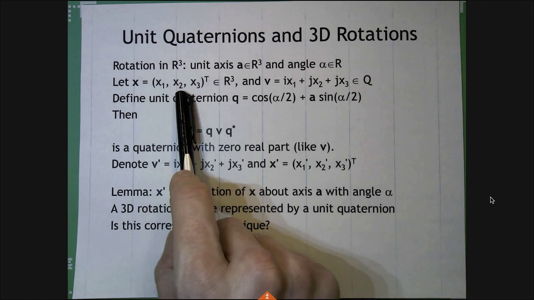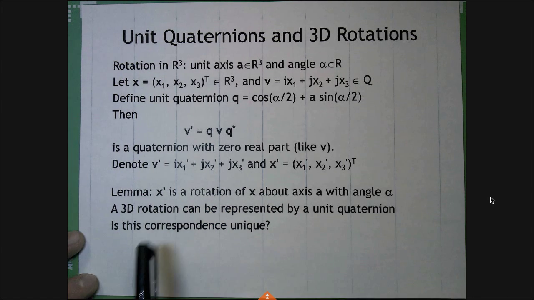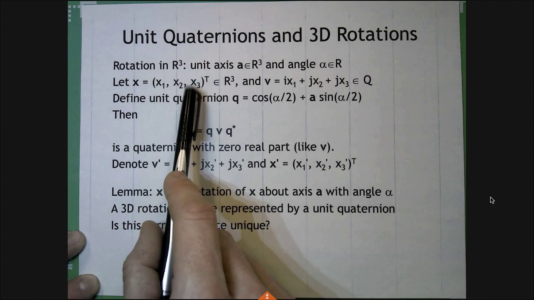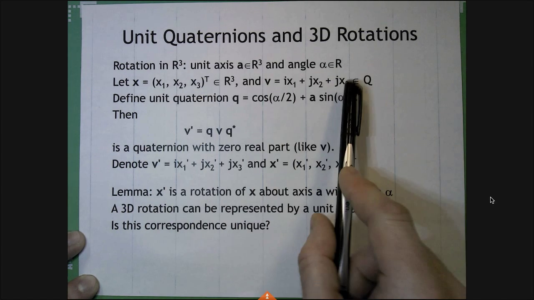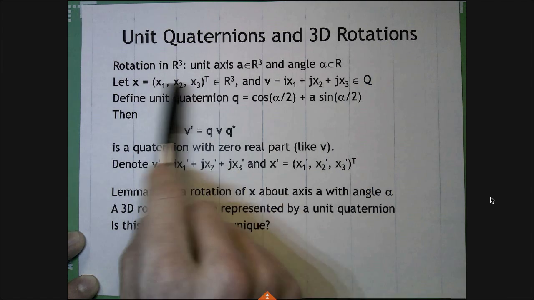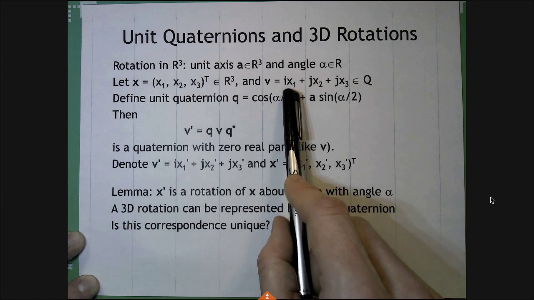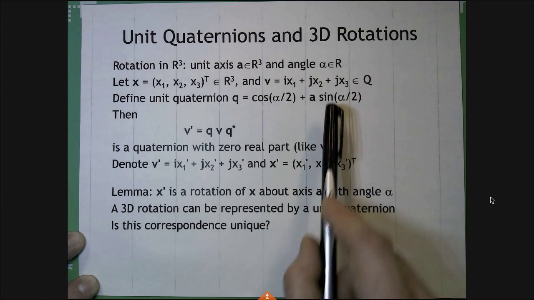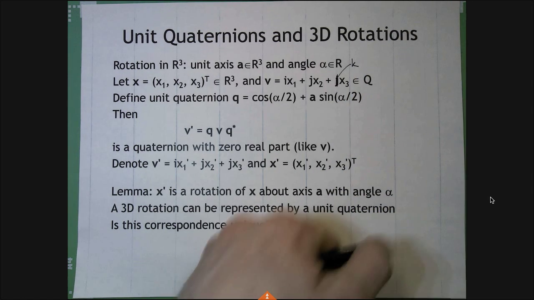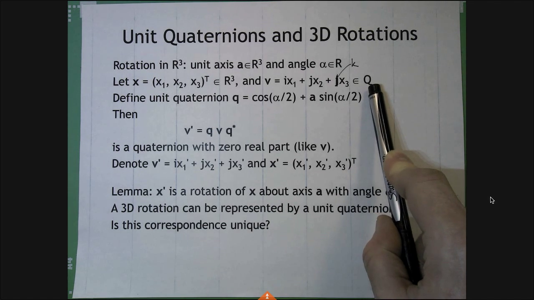So what we're going to do is this. Take an arbitrary 3D vector, and we can represent it as a quaternion with 0 scalar part. We have 3 numbers in a 3D vector, so we can just put them as coordinates multiplying i, j, and, oh sorry, it was supposed to be k. The Q denotes the set of quaternions.